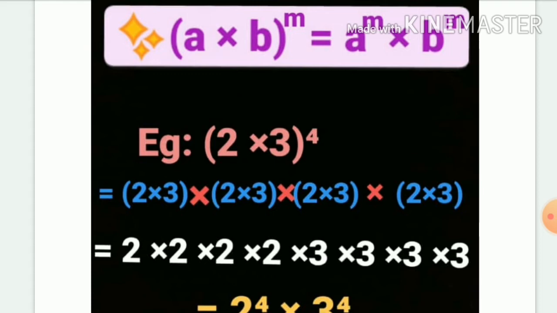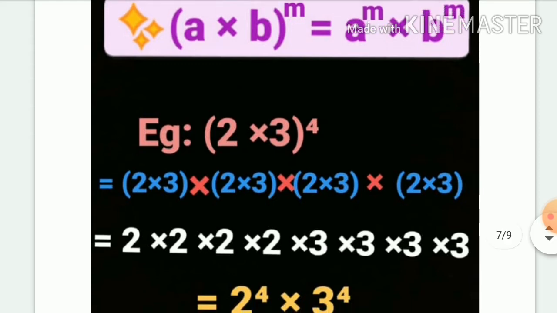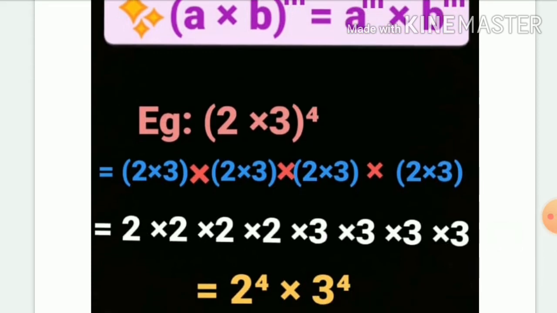So (2 multiplied by 3) multiplied by (2 multiplied by 3) multiplied by (2 multiplied by 3) multiplied by (2 multiplied by 3). That bracket is coming how many times? 4 times. Now let us see how many times 2 appears. 1, 2, 3, 4. 2 appears 4 times. So I am writing 2 multiplied by 2 multiplied by 2 multiplied by 2, as 2 appears 4 times.